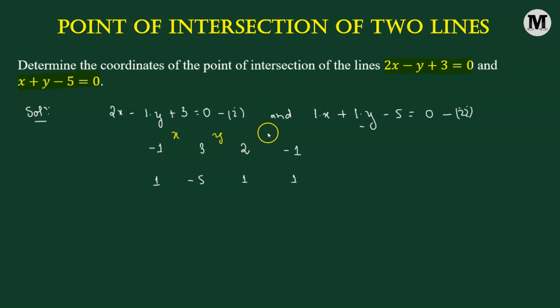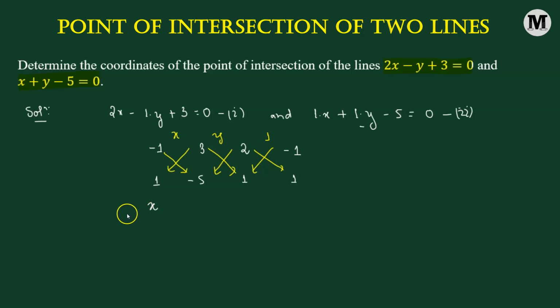We take the cross multiplication between negative 1 and negative 5 and subtract from it the multiplication of 3 and 1. Then we come to find y. Multiply 3 times 1 and from it subtract the product of negative 5 and 2. And then we have 2 times 1 and from it subtract the product of negative 1 and 1. So the process is like this.